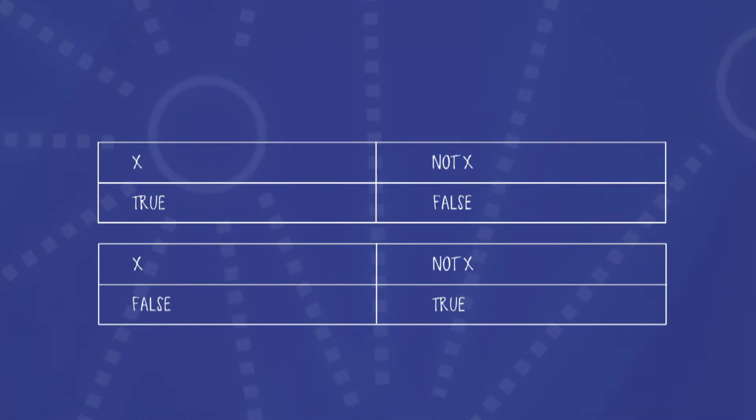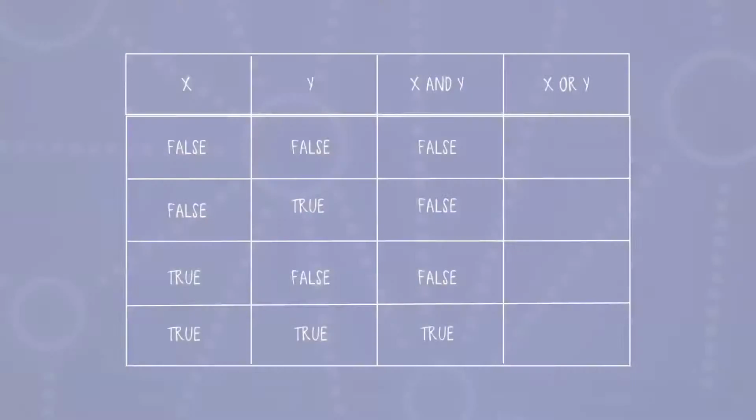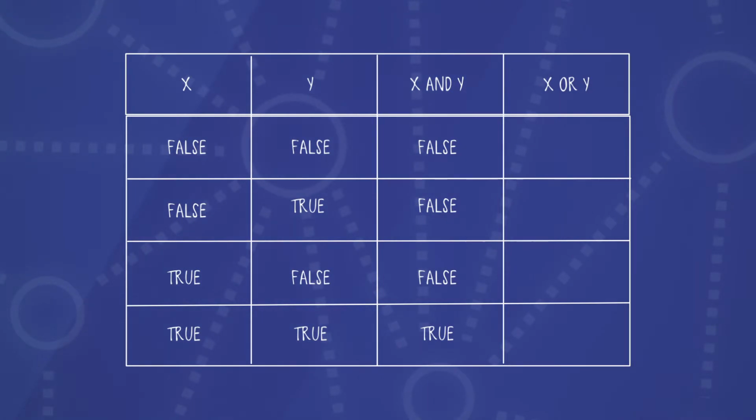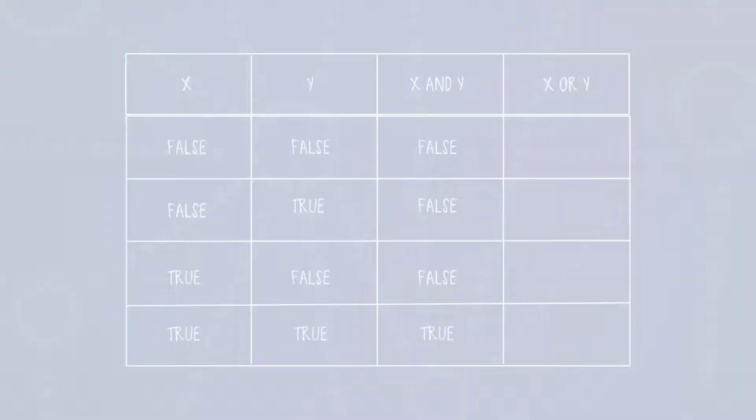Now, let's look at how AND can be used. If x is false and y is false, then the result of x and y is false. If x is false and y is true, then the result is still false. If x is true and y is false, then the result is also false. Only when x is true and y is true, then the result of x and y is true.